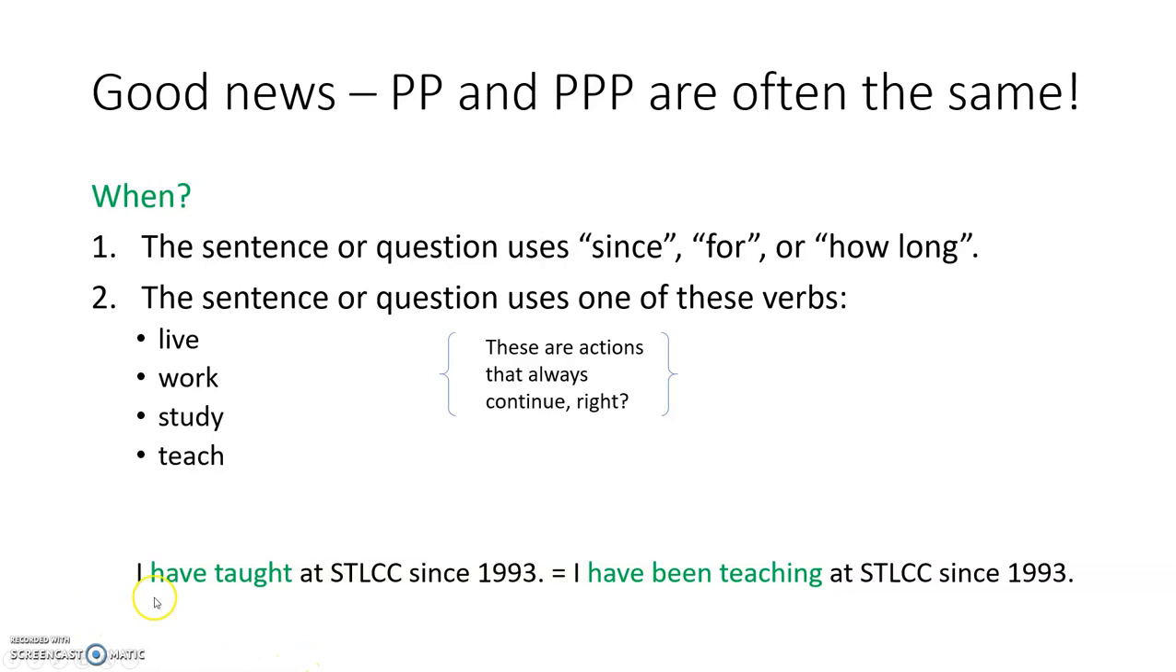So here's my example. I'm using the verb teach, and on the left I have present perfect. On the right I have present perfect progressive, and in the middle I have the equal sign. These are the same. Doesn't matter. I've taught at STLCC since 1993. Or I've been teaching at STLCC since 1993. Same meaning. Both of these are true about my life.